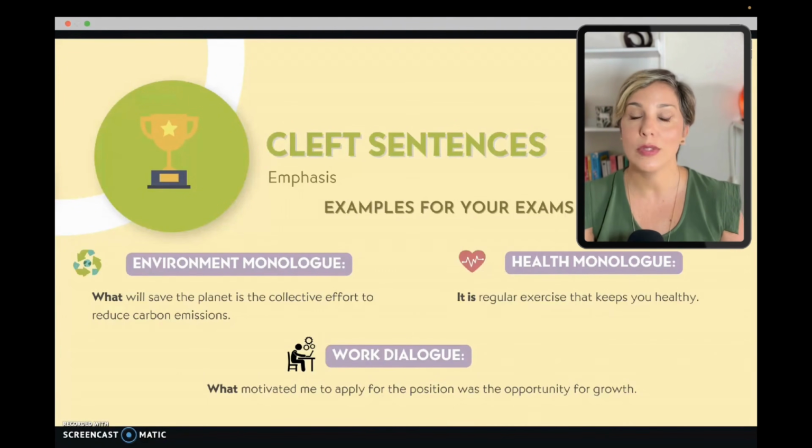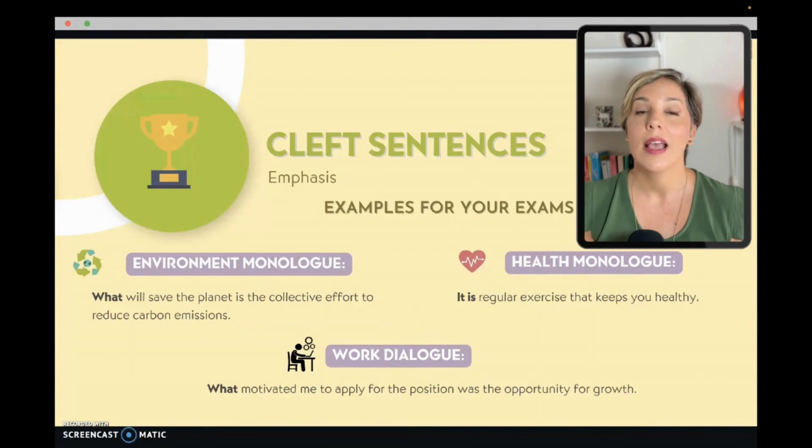So again, you're using a WH cleft sentence in order to place emphasis and sound a little bit more interesting and a little bit more intriguing.